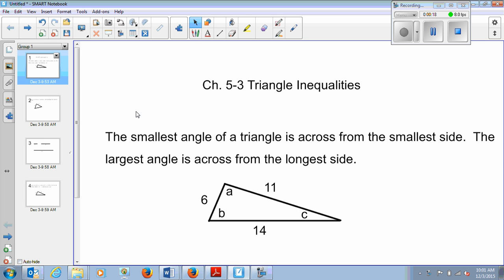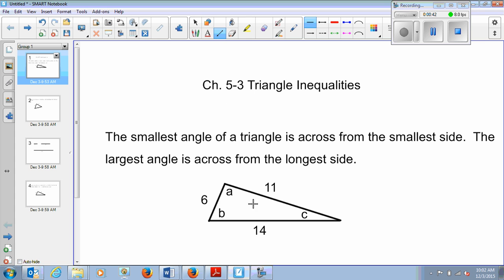So the first thing we get to is the angles of a triangle. What we see here is the smallest angle of a triangle is across from the smallest side. The largest angle is going to be across from the longest side. So in this triangle, I look and see my three side lengths, 6, 11, and 14. I want to be able to list these angles from the smallest to the largest.